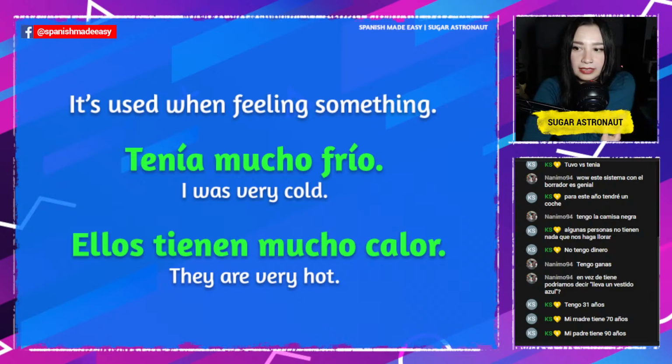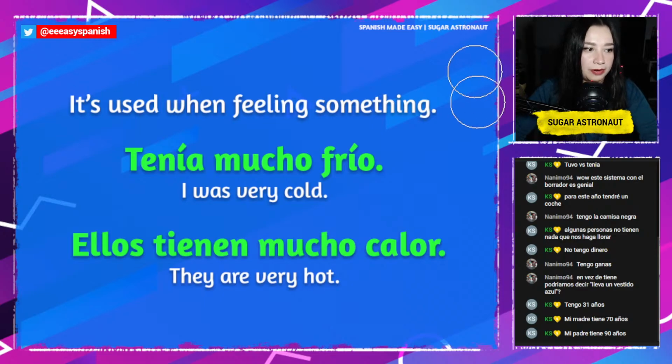Okay, so KS says, tengo 31 años. Perfect. Great example. Mi madre tiene 70 años. Yes, that's also correct. Mi padre tiene 90 años. That's also correct. And if that's true, that's great. Wow. That's great. But those are great examples, KS.